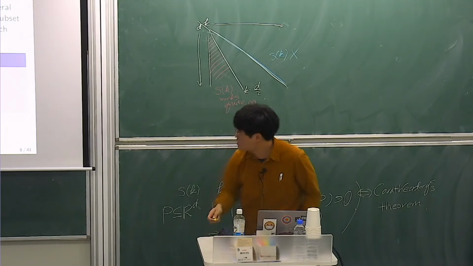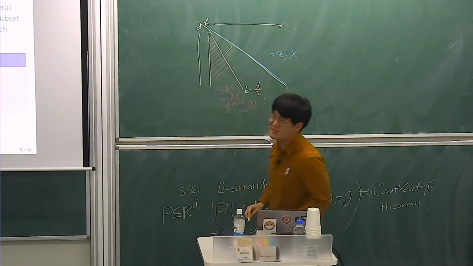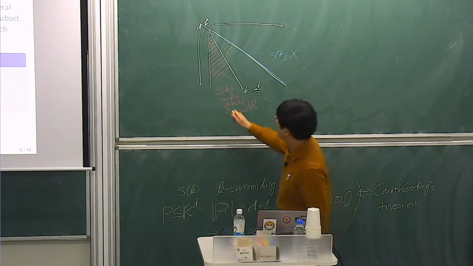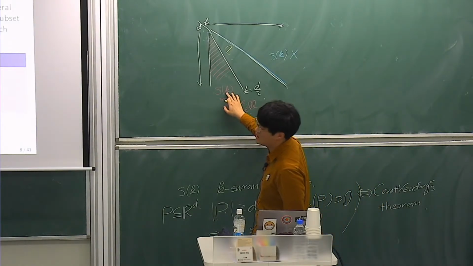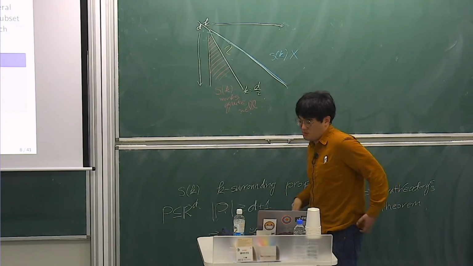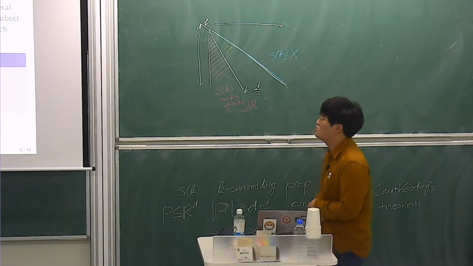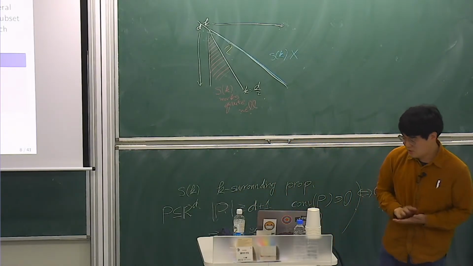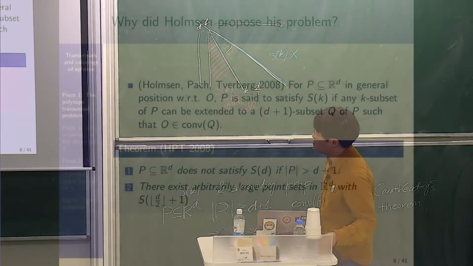So his question was, what about the inside here? Can we increase the K, the value of K, to satisfy the surrounding property or not? That was the question. But actually I could not really think about the problem, so I could not make any progress on it.